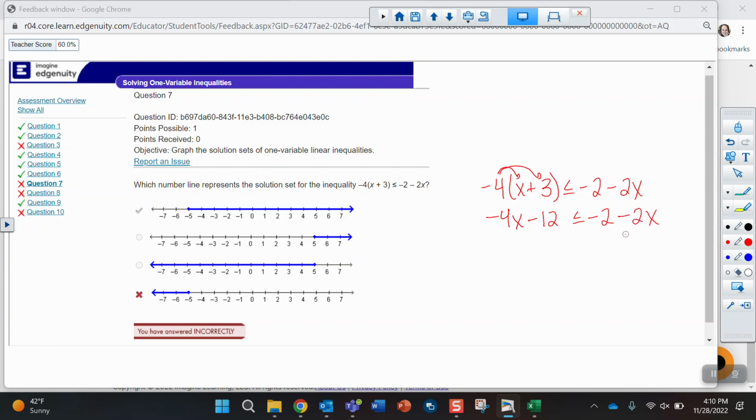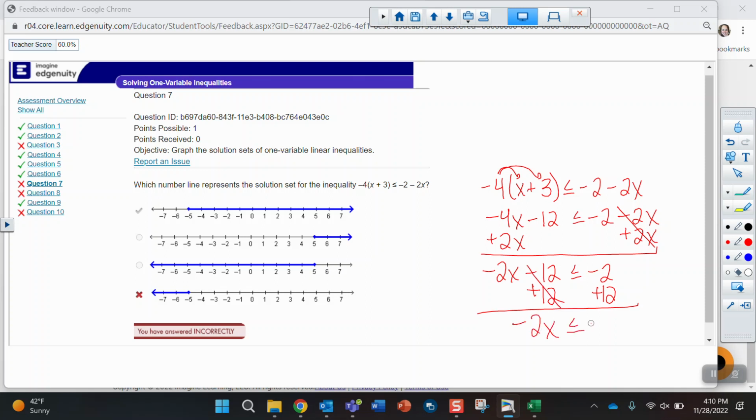And I'm going to get my variables on the same side. So I'm going to add 2x to both sides. So that's going to give me negative 2x minus 12 is less than or equal to negative 2. I'm going to add 12. Negative 2x is less than or equal to 10.